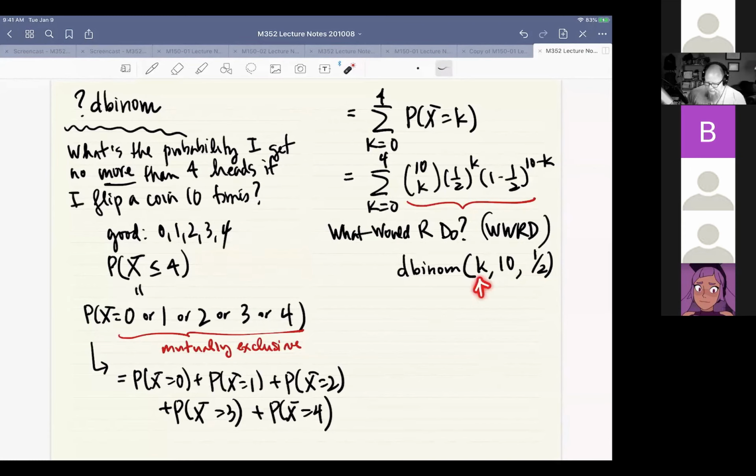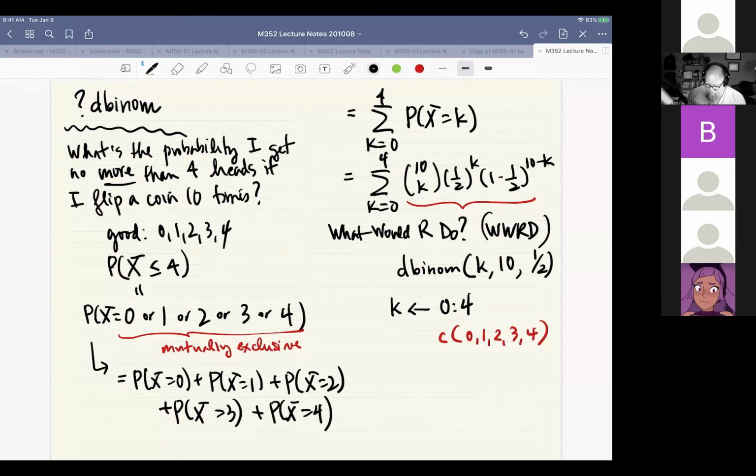But here my k is an index, right? It's going from 0 to 1. And so what you do with R is this. You say let k, and you do this assignment operator. And we're going from 0 to 4, so you put 0, colon 4. That's the same thing as making a vector that consists of those counting numbers. So k is now the vector 0, 1, 2, 3, 4.